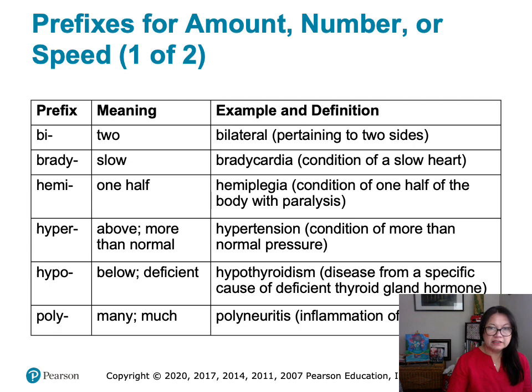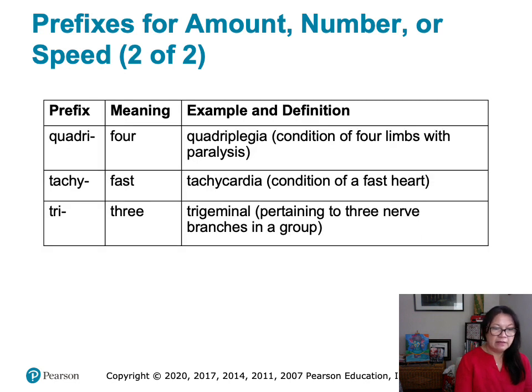Continuing our look at prefixes for amount, number, or speed, the prefix quadri means four, like quad. An example using this prefix is the word quadriplegia, which means condition of four limbs with paralysis. The next prefix is tachy, which means fast, so the meaning of tachycardia is condition of a fast heart. Finally, the prefix tri means three, so the word trigeminal means pertaining to three nerve branches in a group.